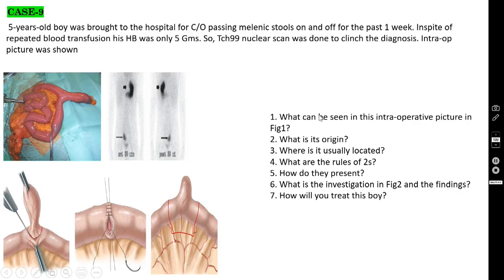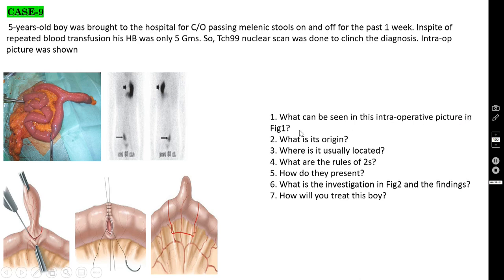Case number 9. This is a 5-year-old boy brought to the hospital with complaints of passing melanic stools on and off for the past 1 week. In spite of repeated blood transfusion, his hemoglobin was only 5 grams. So a technetium 99 nuclear scan was done to clinch the diagnosis. The intraoperative picture is shown here.